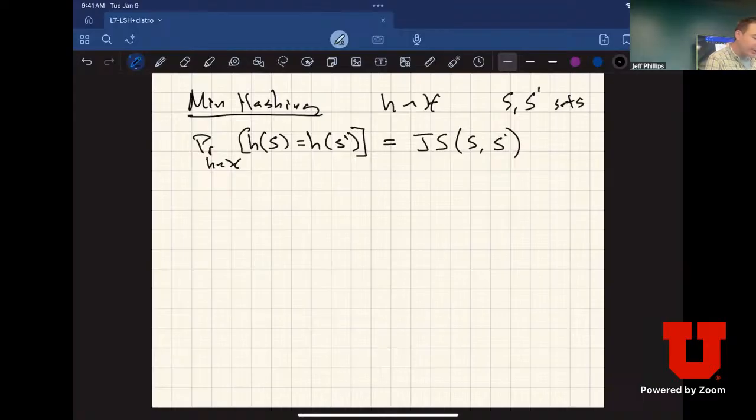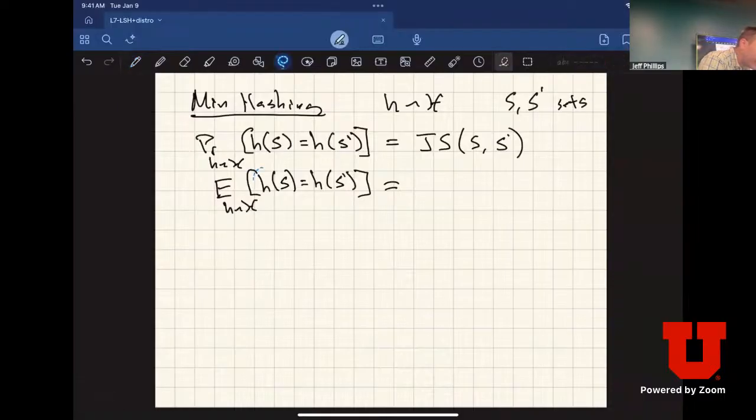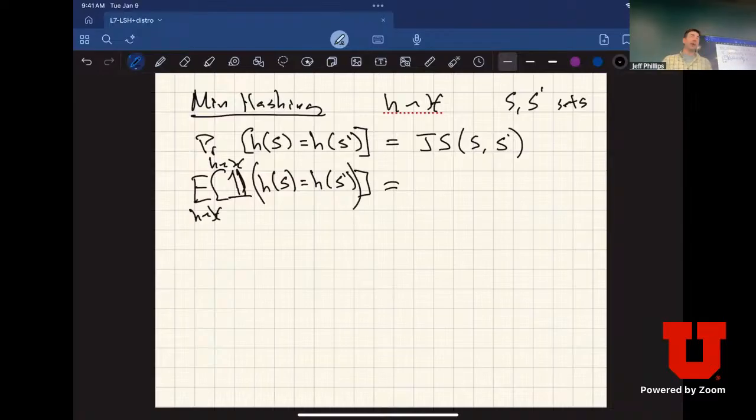Okay, so this also implies that this is equal to the expected value, again, over this choice of the hash function, that these are going to be equal, right? Because they're either equal, we get a 1, or not. Let me write this slightly differently here. The expected value over this choice of the hash function that I get a 1. This is an indicator function. It's a 1 if they are equal, 0 if they're not equal, right? This is also equal to the Jaccard similarity.